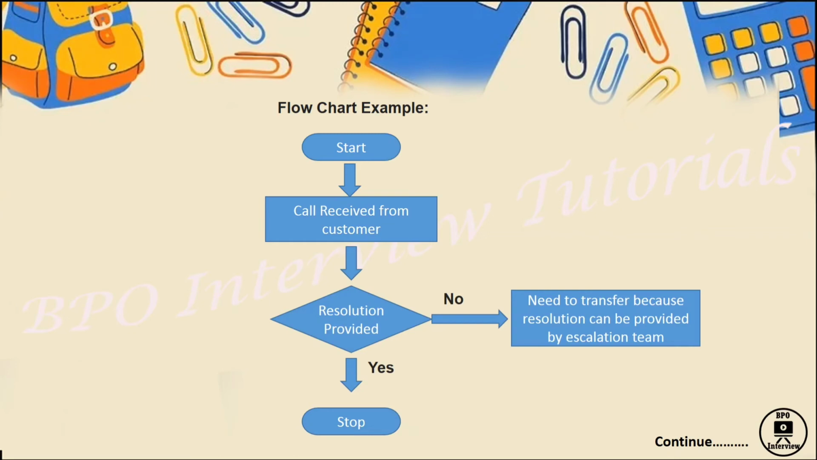Same, if the resolution is not provided, so what will happen next? So I have mentioned the resolution was not provided. I need to mention the reason what happened. That is the reason the resolution was not provided. If you are experienced, you are well aware in the calling process, there may be certain scenarios, maybe the call got transferred, the call got disconnected, or the customer disconnected the call from his end. So many scenarios you will identify at that time. I have just kept one scenario, maybe the call got transferred to the escalation team.